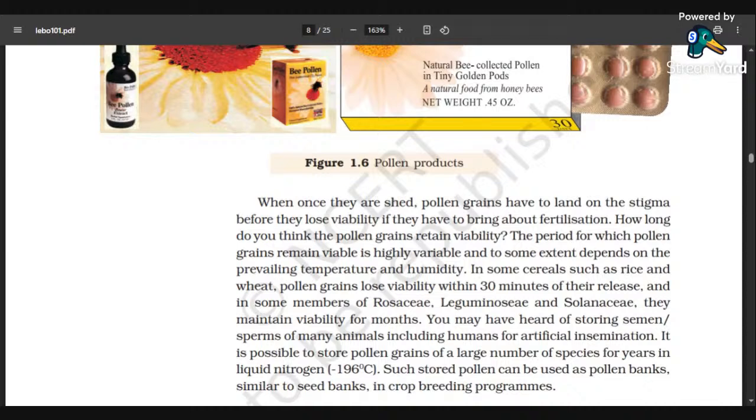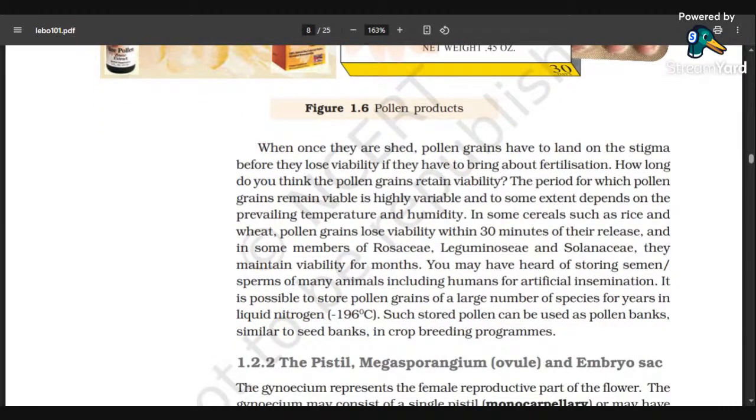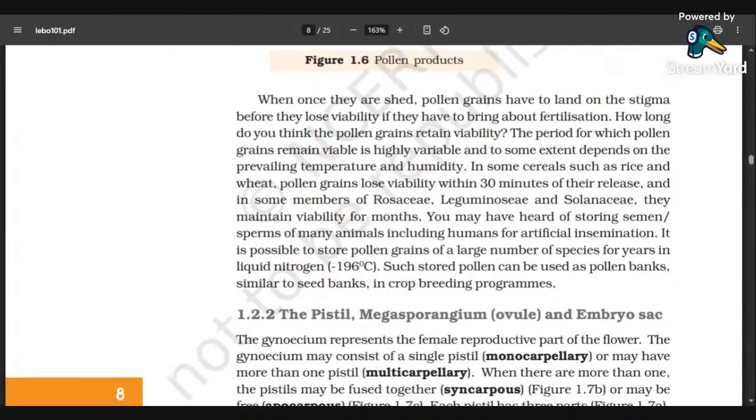You may have heard of storing semen or sperms of many animals, including humans, for artificial insemination. It is possible to store pollen grains of a large number of species for years in liquid nitrogen at minus 196 degrees Celsius. Such stored pollen can be used for pollen banks, similar to seed banks, in crop breeding programs.